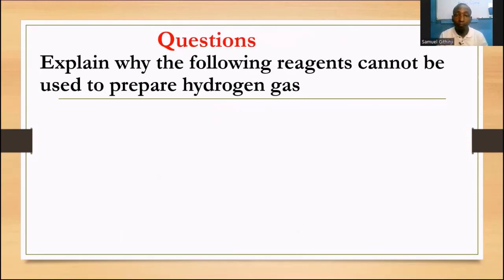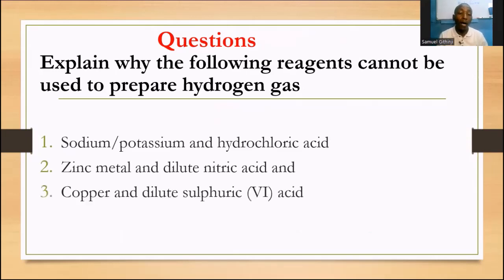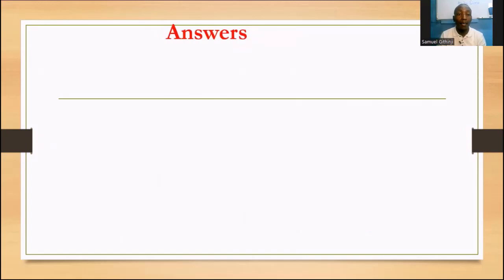A question there. Explain why the following reagents cannot be used to prepare hydrogen gas. Sodium or potassium and hydrochloric acid. Why can't we use that? Zinc metal and dilute nitric acid. Again, why can't we go for that one? Copper and dilute sulfuric acid. Again, why not possible? Calcium and dilute sulfuric acid. So the four combinations there cannot give us hydrogen. In one way or another, it is not appropriate. So let's go ahead and answer why it's not advisable.